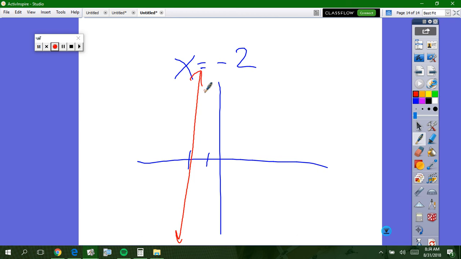What kind of slope does he have? How much is he rising? He is rising, isn't he? We could say rising 1, we could say rising 1,000,000 if we wanted. He is rising some number. How much is he running? He's not running at all, is he? That's 0. What's a number divided by 0? Not 0. Undefined.